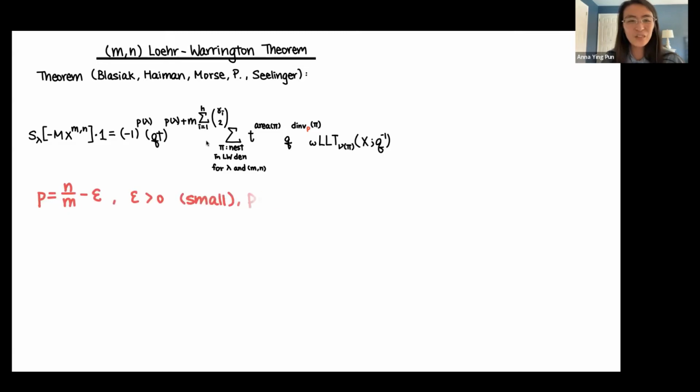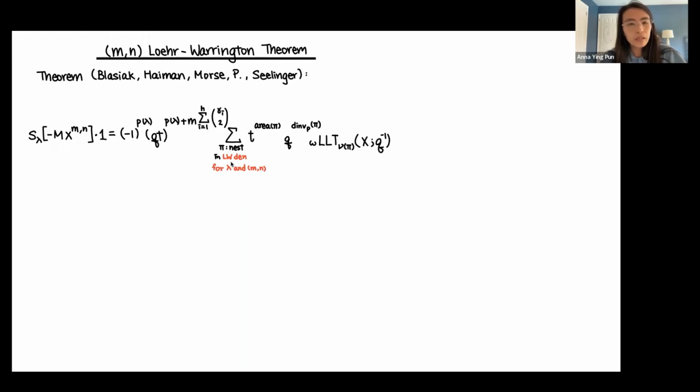Okay, so what is this small p? This p is not the same as this p here. This p is kind of like a function, and this is like a fixed number. So this fixed number is n minus n over m. So you choose your n and m, and then you minus a very small epsilon. This small epsilon guarantees that this p is not a rational number. So that's the p here.